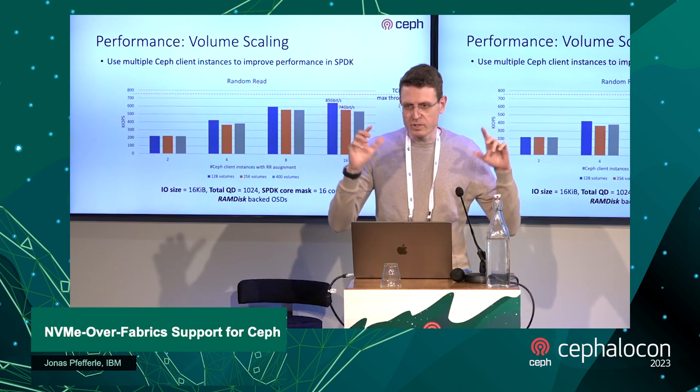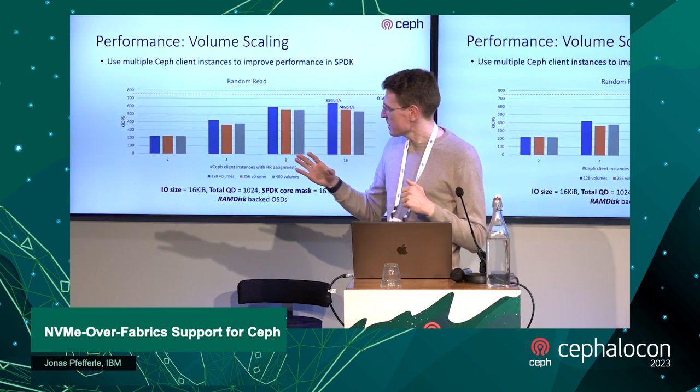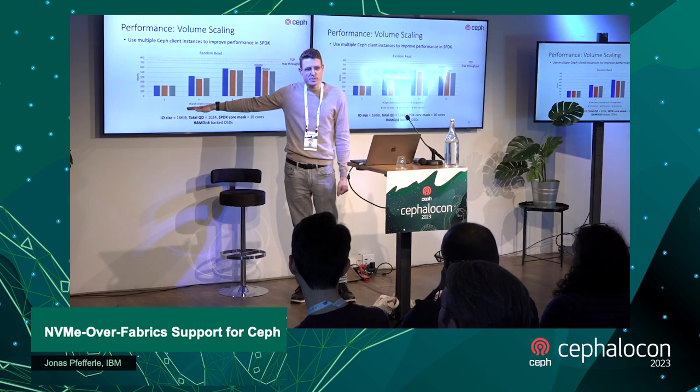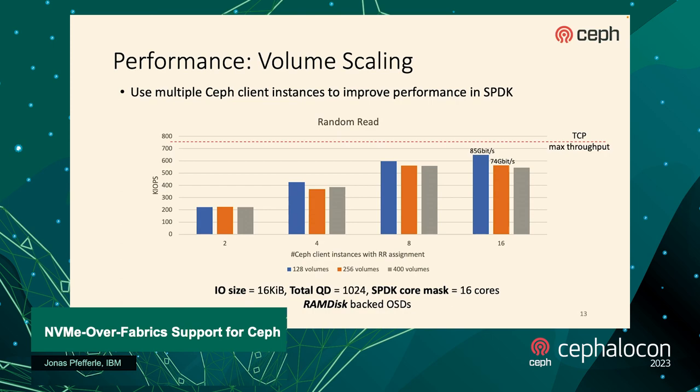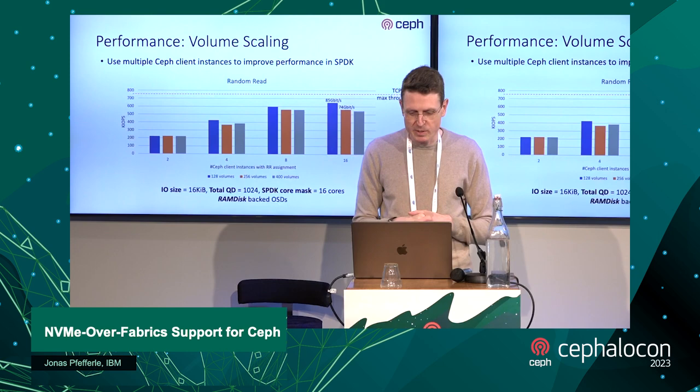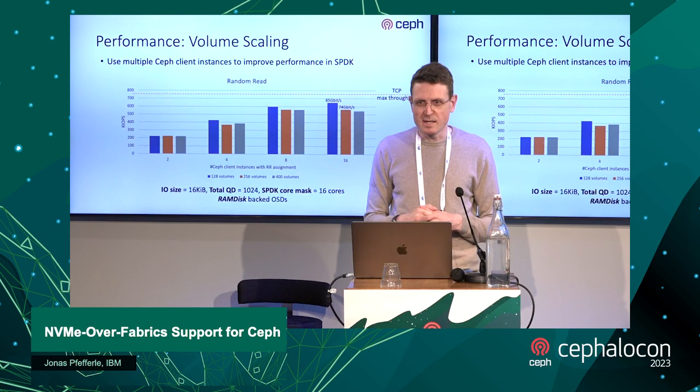And then what you see here is we have a possibility in SPDK to spawn multiple Ceph clients, because a single Ceph client often doesn't give the best performance. So we get more parallelism out of Ceph if we run multiple of those. And this is just a test we did. This 100 gigabit is the NIC that we used here.